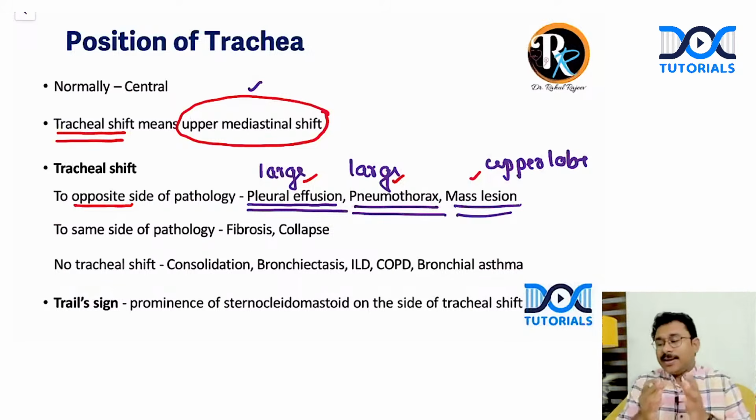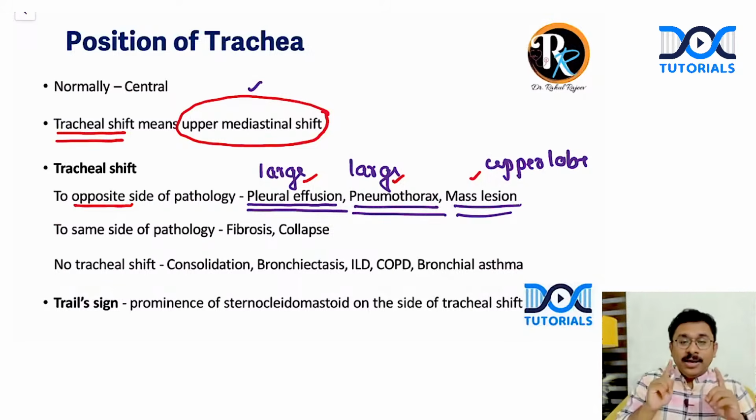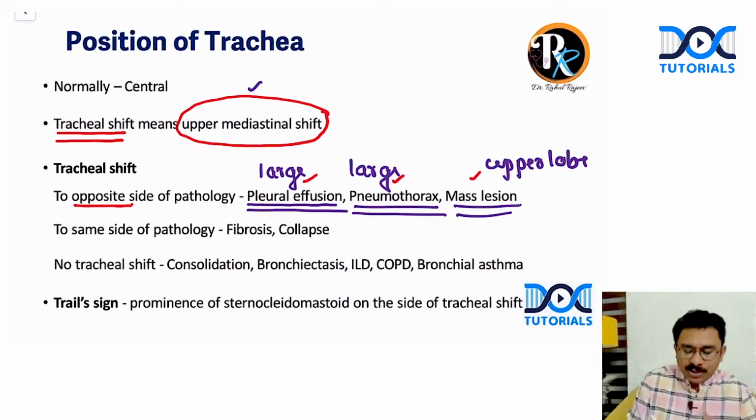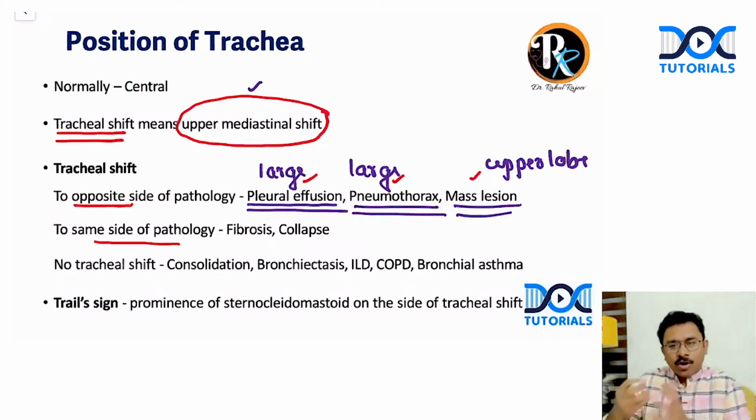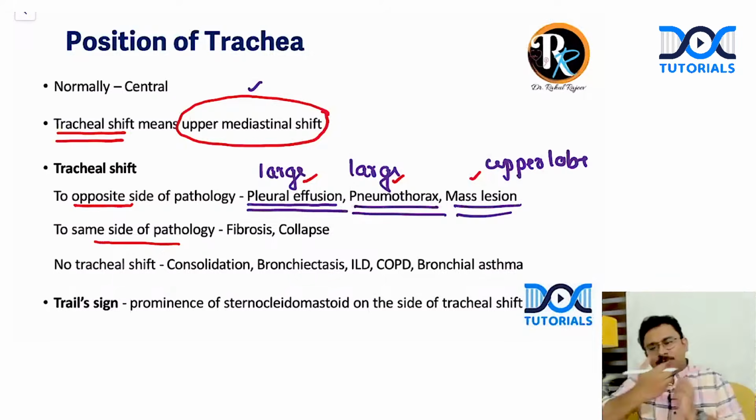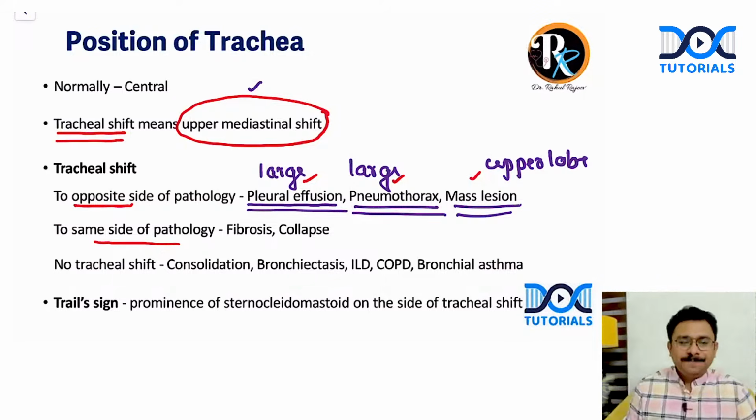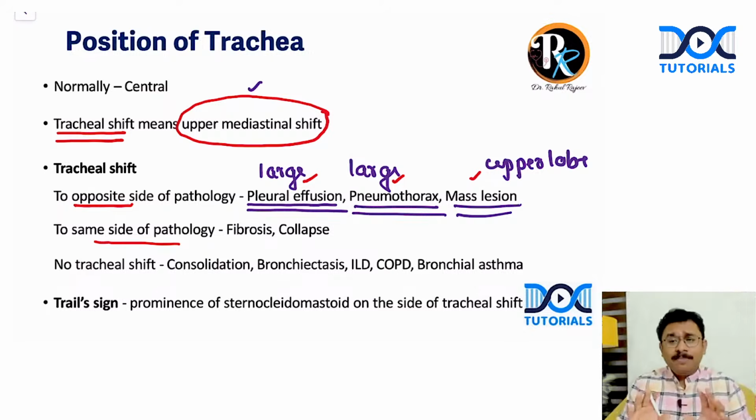Now, when it comes to a tracheal shift to the same side as the pathology, is it going to be a pushing lesion or a pulling lesion? It has to be a pulling lesion. So this is fibrosis or collapse, volume loss. That is when the trachea will shift to the same side. And again remember, a mild degree of fibrosis may not have a tracheal shift.